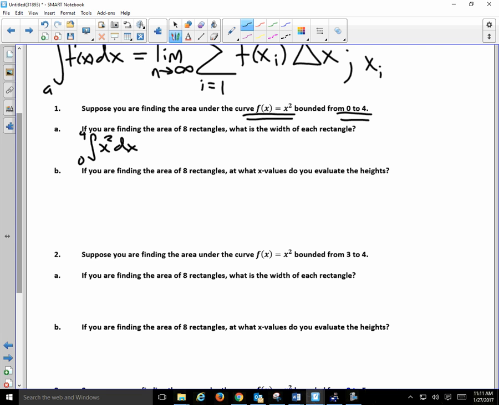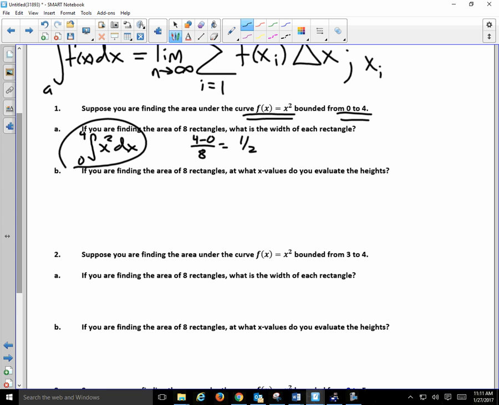It says if you want to find the area of 8 rectangles, what is the width of each rectangle? I want to do 8. 1/2. 4 minus 0 divided by 8. Is everybody good with that? We'll talk about that later. Don't worry about this part, okay? We'll tell you what that means later on.